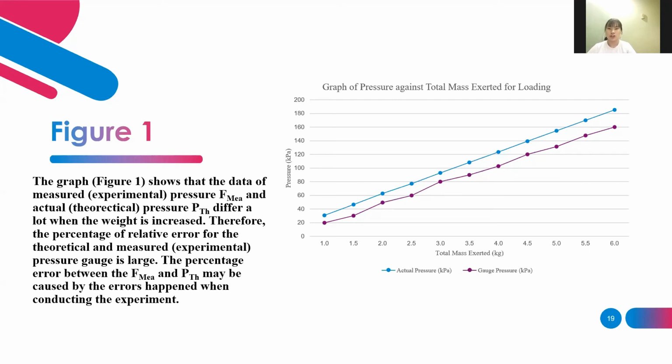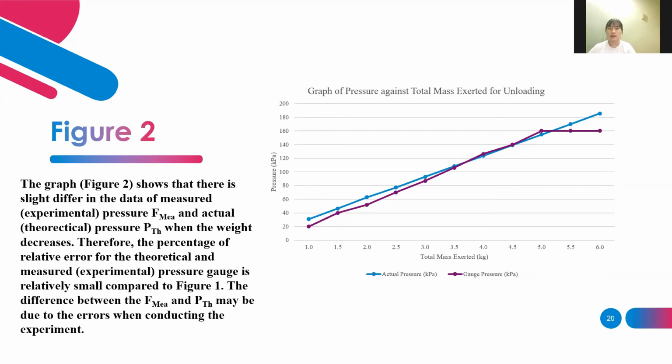Figure 1 shows the graph of pressure against total mass exerted for loading. The graph shows that the measured pressure and actual pressure differ a lot when the weight is increased. Therefore, the percentage of relative error between the theoretical and measured pressure gauge is large. The percentage error may be caused by errors that happen when conducting the experiment.